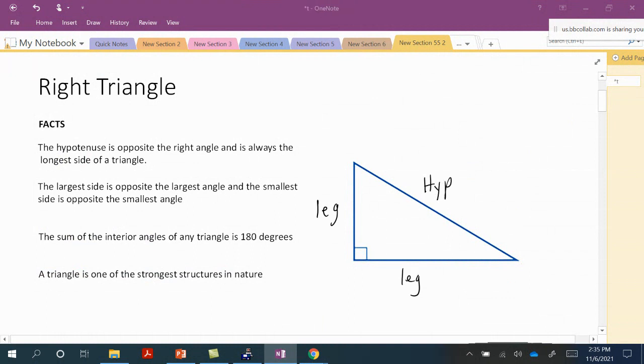The hypotenuse is opposite the right angle and is always the longest side of any right triangle. The largest side is opposite the largest angle, and the smallest side is opposite the smallest angle. Another fact is that the sum of the interior angles of any triangle, not in particular a right triangle, but any triangle, is 180 degrees. And one important last note is that the triangle is one of the strongest structures in nature.